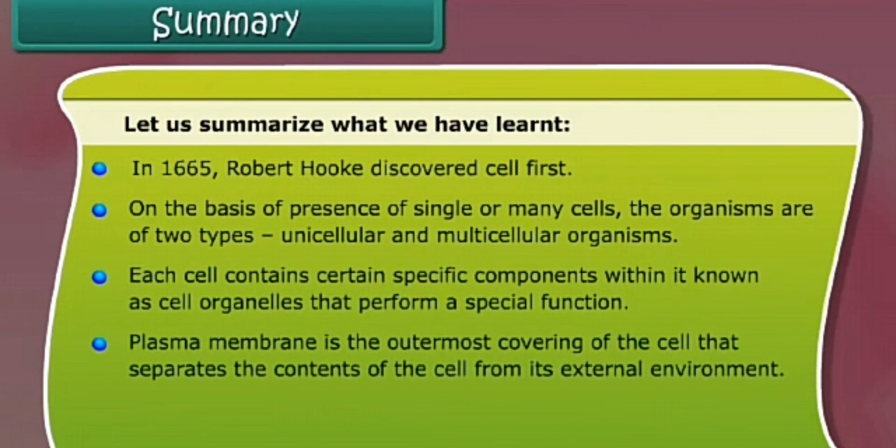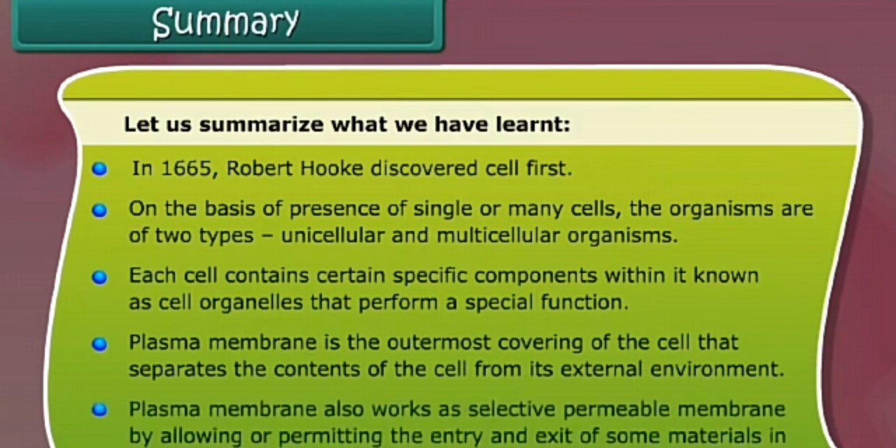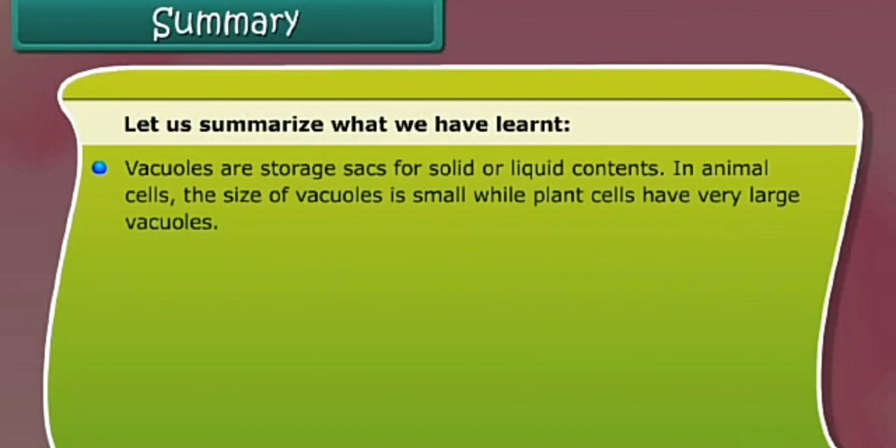Plasma membrane is the outermost covering of the cell that separates the contents of the cell from its external environment. Plasma membrane also works as a selectively permeable membrane by permitting the entry and exit of some materials in and out of the cell while preventing some other materials. Vacuoles are storage sacs for solid or liquid contents. In animal cells, the size of vacuoles is small, while plant cells have very large vacuoles.